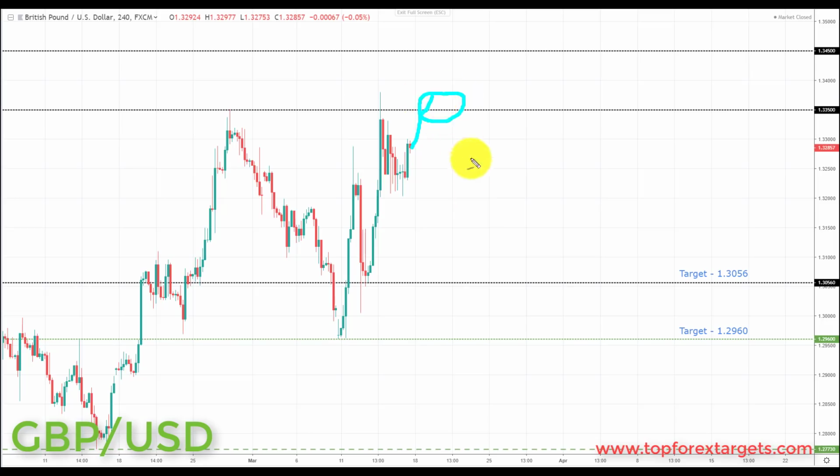And if we get the right kind of bearish formations and patterns in this area, we're going to be looking at initiating shorts back down to the key area of support and the target set at the 1.3056. And if we can get a break through here, we're going to be looking down towards the next key area of support to the downside and target 2 at the 1.2960.